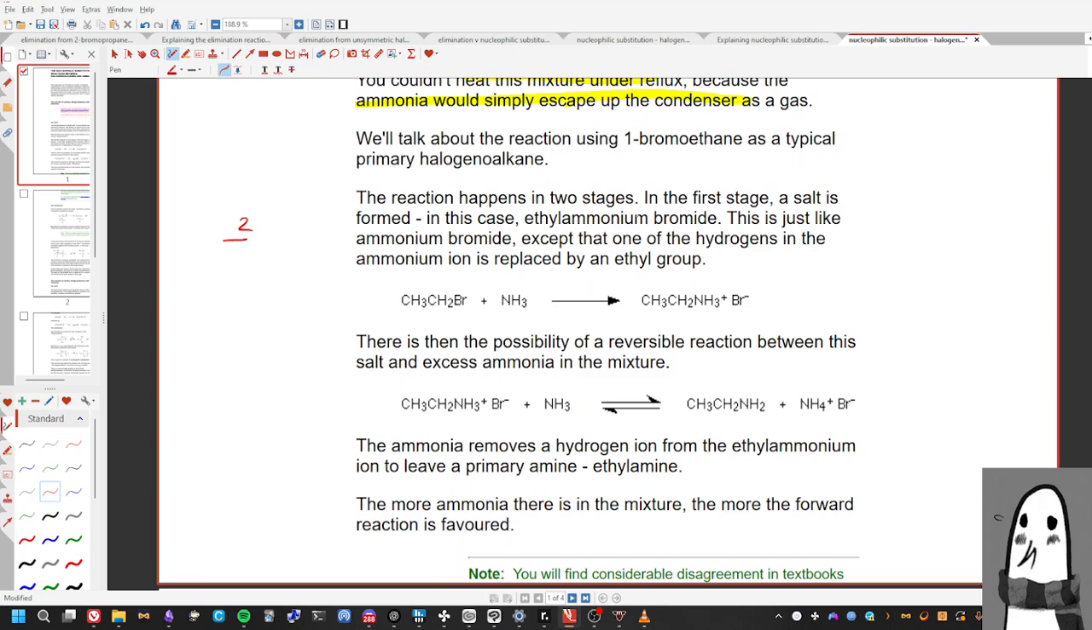This is just like ammonium bromide, except for the fact that one of the hydrogens in this ammonium ion is replaced. I don't know what ammonium bromide is. Okay, we have already explained those.